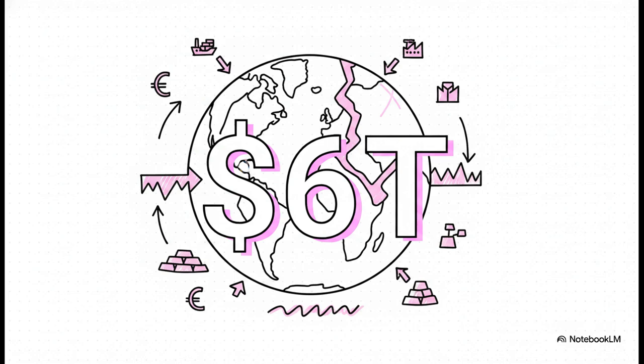$6 trillion. Let that number sink in for a second. That is a staggering amount of money. And it's not just some random statistic. That represents the massive amount of global capital, trade, and economic output that is currently at risk or is literally being redirected right now. This isn't some distant future scenario. It is happening today. The entire global economy is undergoing a massive seismic shift, and this number really captures the sheer scale of what we call the financial fragmentation crisis.